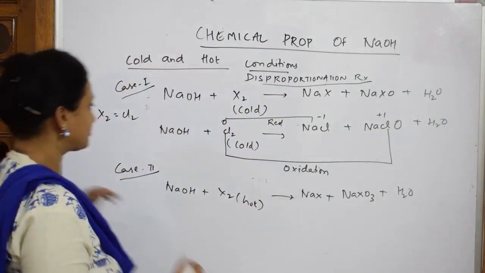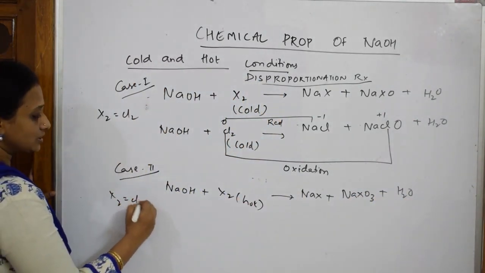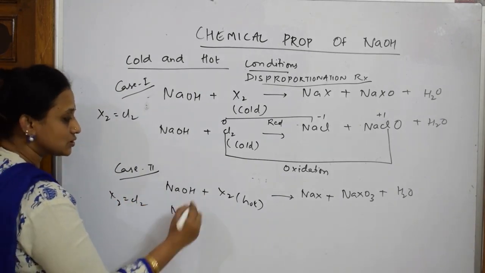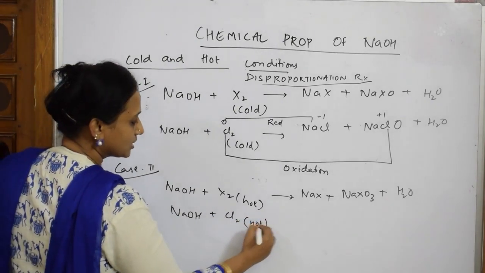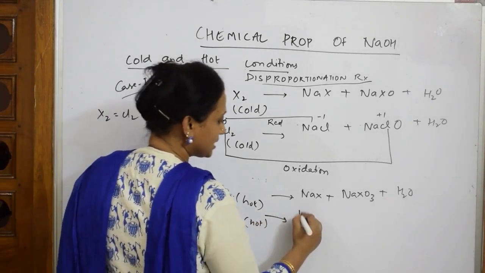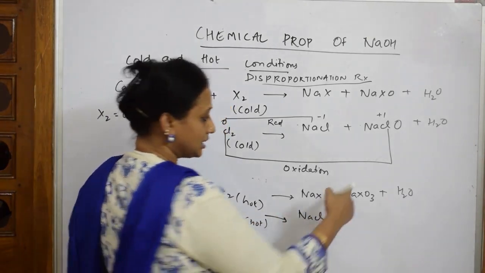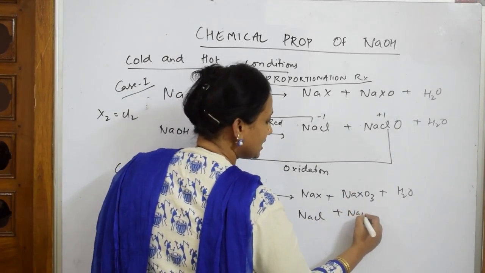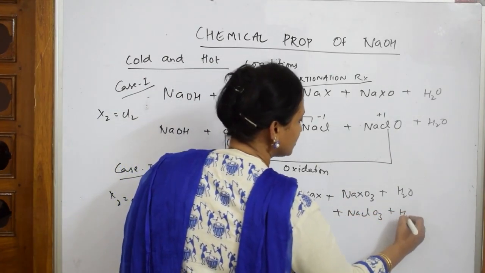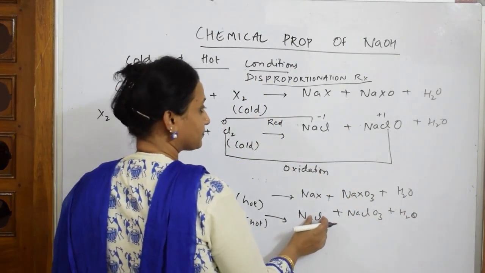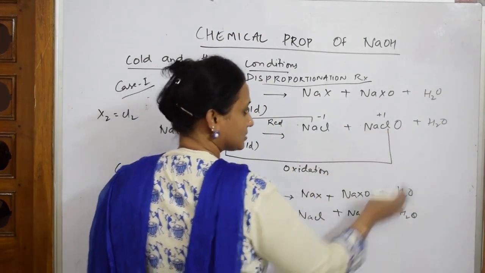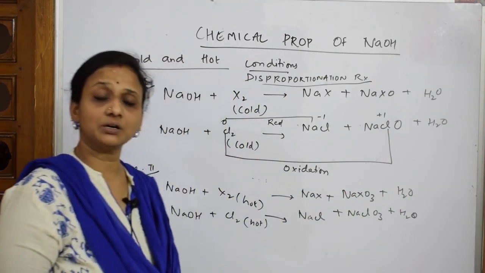Let me write in terms of X now. X2 is chlorine, so substitute. This is also disproportionation. NaOH plus Cl2, now you're going to get hot condition. Here instead of NaX, you're going to write NaCl. Instead of NaXO3, you're going to write NaClO3 plus water molecule. That's it. So this is the most important. Same product. This is different. This is same. So this is how you're going to remember.